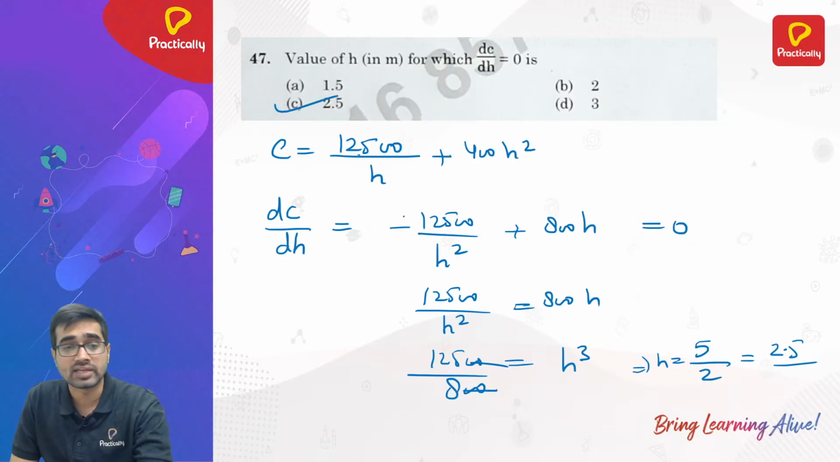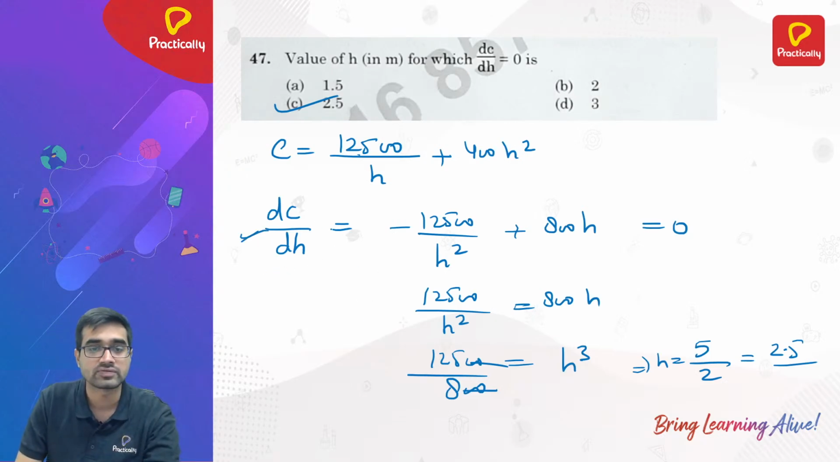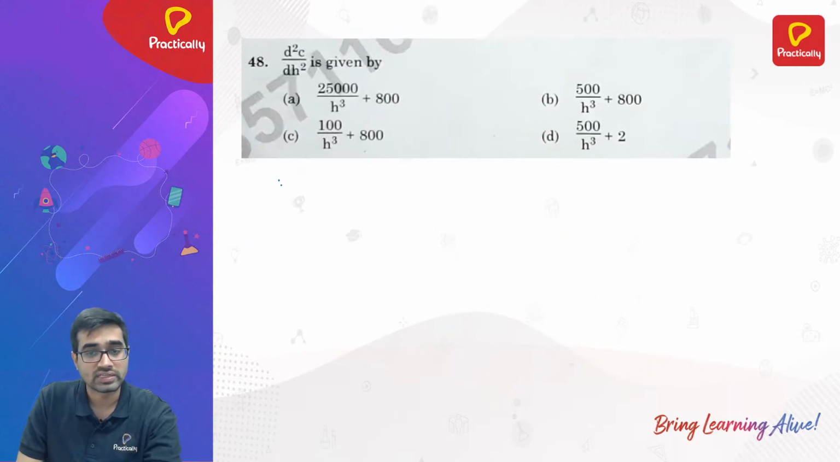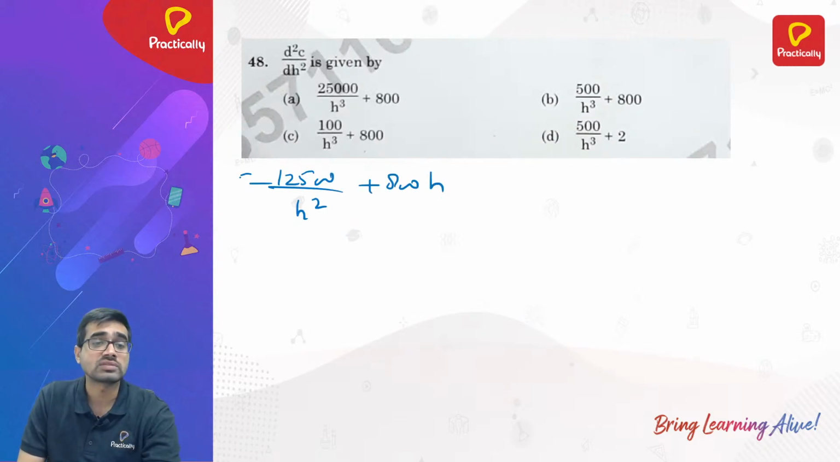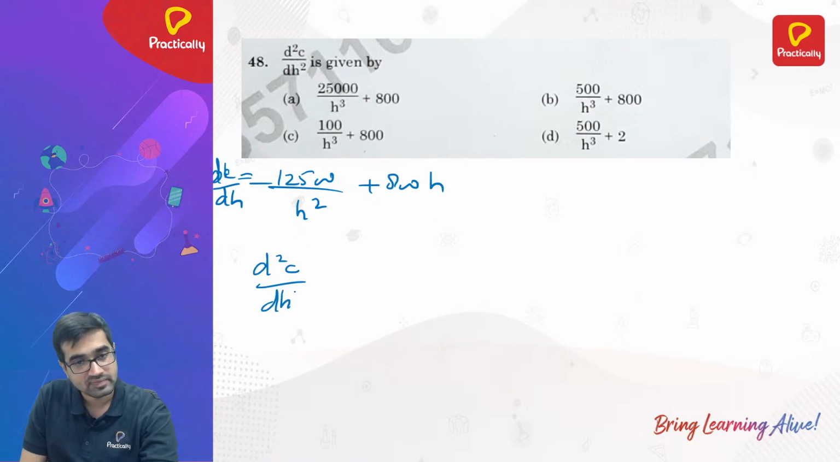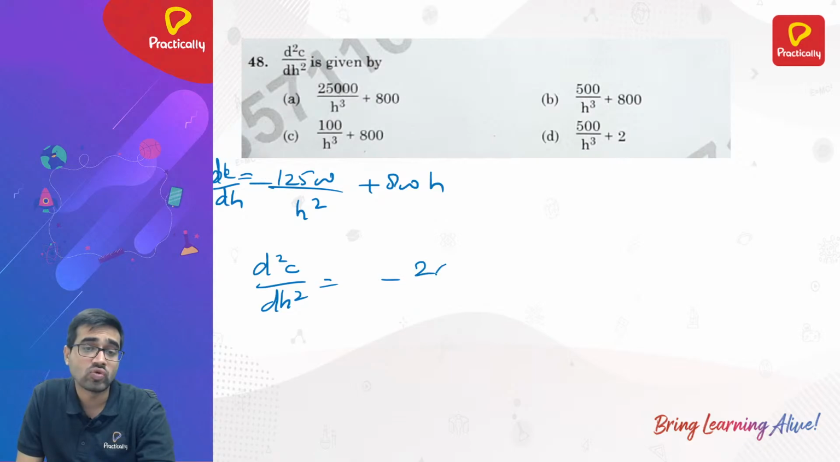d squared C. Now you have to differentiate this one. I'll write it. So it is minus 12500 by h square plus 800h. This is my dC by dh. I have to differentiate to find d2C by dh square. So this will be 2 times 12500 by h cube.